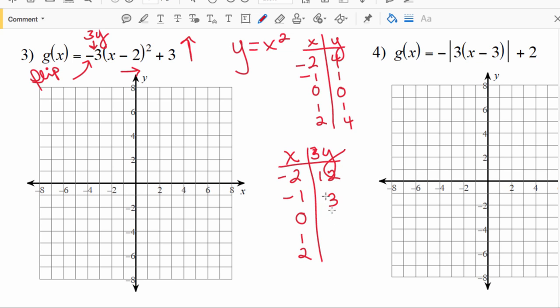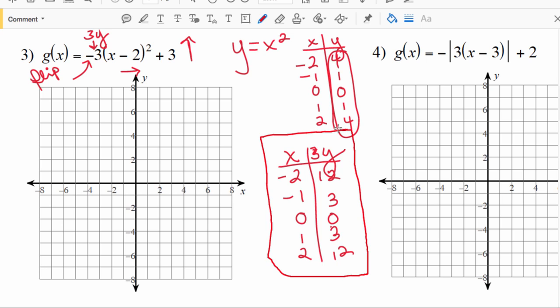1 times 3 is 3. 0 times 3 is 0. And then we get 3, and then once again 12. And I do have to remember that my graph's going upside down. So technically all of these numbers would be negative. But I just don't really draw that in, and I do it in my head. So those were the original y values. Down below, y values are tripled.